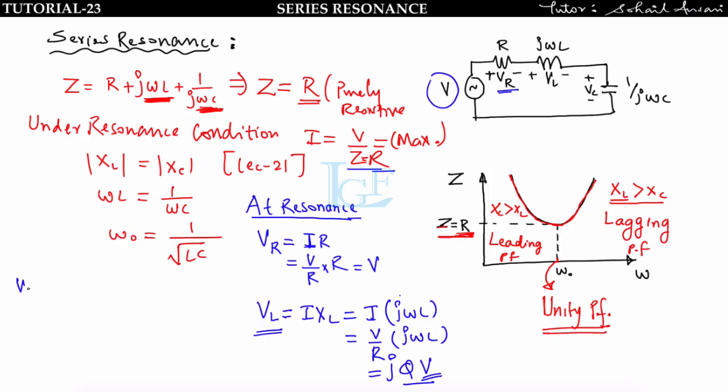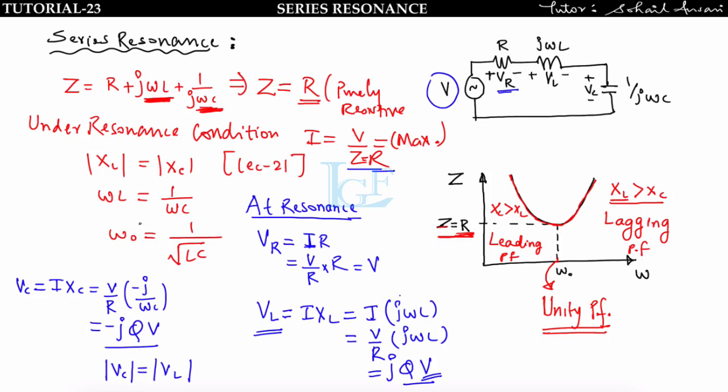Okay. Similarly, VC can be found: VC is equal to I into XC, and at resonance I can be replaced by V upon R, and XC can be replaced by minus j upon omega C, and we know that 1 upon omega CR is nothing but quality factor, so we can represent it as minus j Q V. So at resonance we get magnitude of VC equal to magnitude of VL, which we knew earlier, that the voltages across inductor and capacitor are the same, and that is equal to QV, where Q is the quality factor and V is the supply voltage.